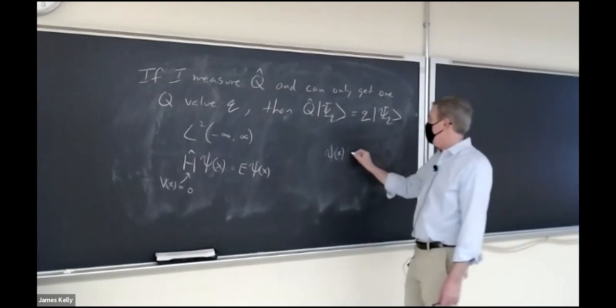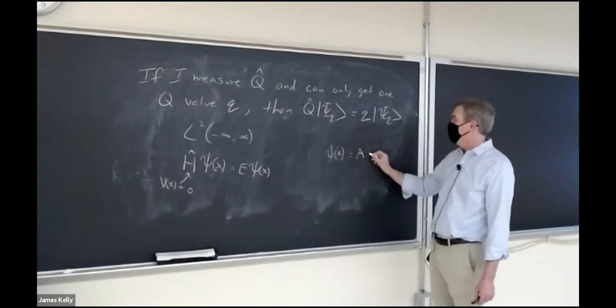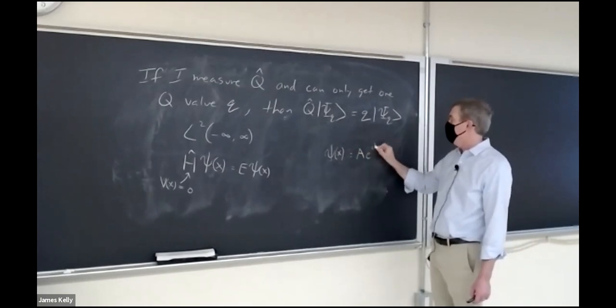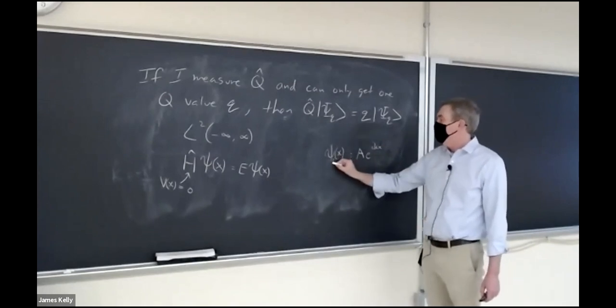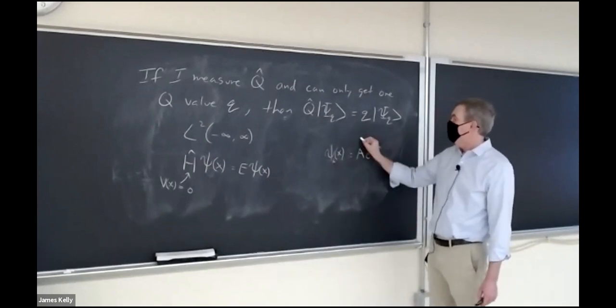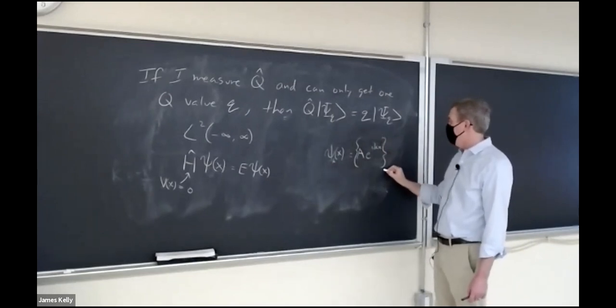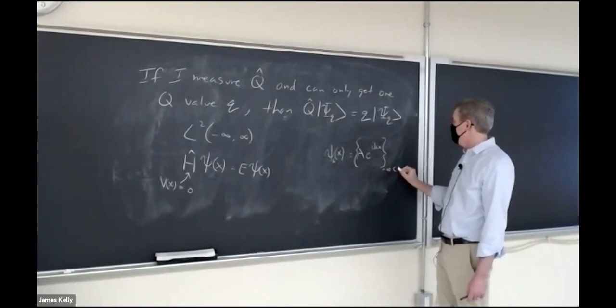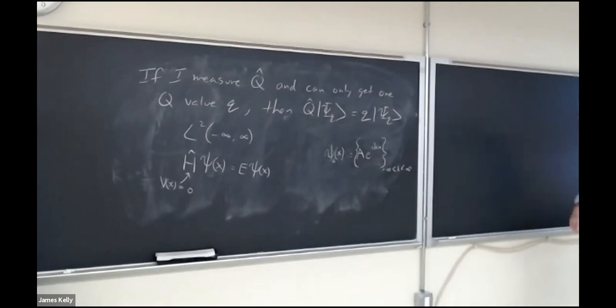e to the i kx, right? We made an argument that you could choose a preferred normalization, but a normalization times e to the i kx, so we might call that psi k, right? And essentially all of these, with k between minus infinity and infinity. That's an infinite, continuous collection of functions.